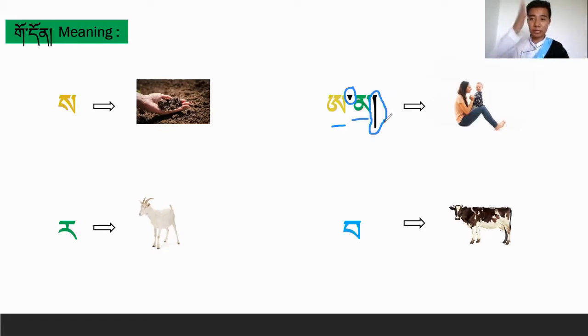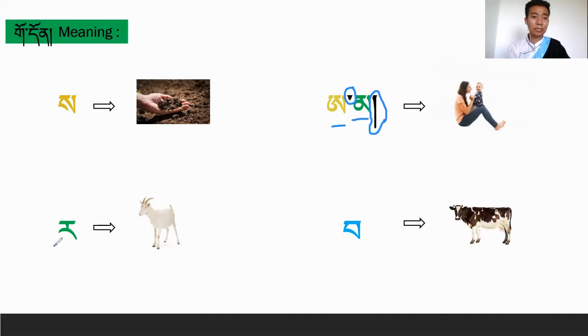This one is the full stop, the end of the words. This is shed. In Tibetan we call it shed. It means it's finished. In English, we put a full stop.